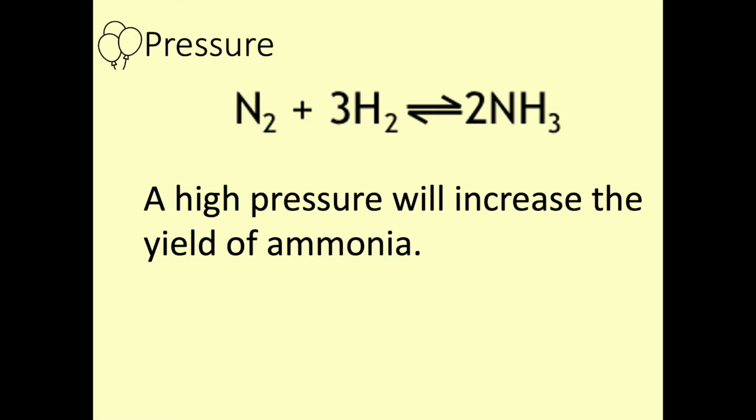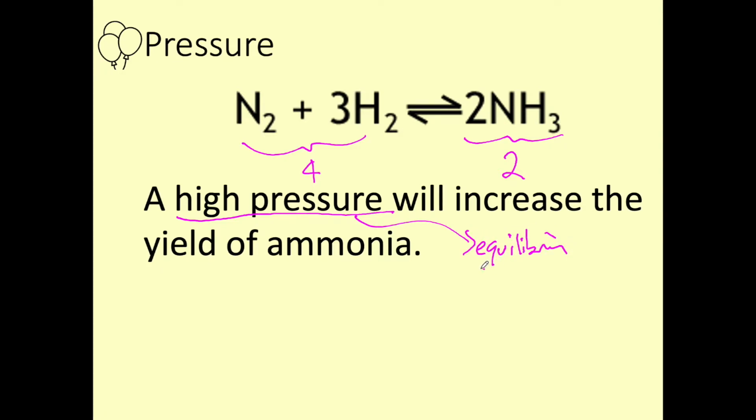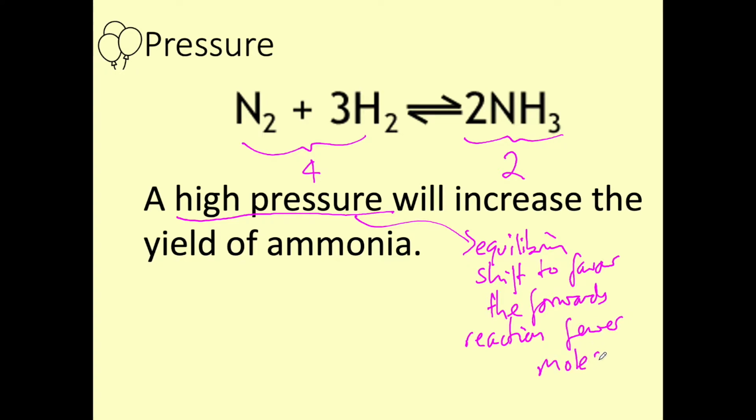So with pressure, a high pressure would increase the yield of ammonia, and that is because we have fewer moles of gas on our right-hand side compared to the left-hand side. And so a high pressure would cause our equilibrium to shift to favour the forwards reaction, because it produces fewer moles. And therefore, if our forwards reaction is being favoured, we're increasing our amount of ammonia, and therefore our yield of ammonia is going to increase.